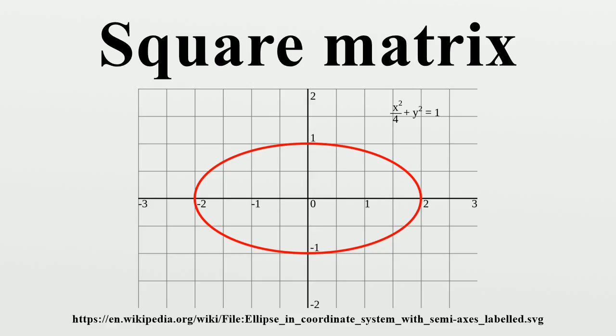Invertible matrix and its inverse. A square matrix A is called invertible or non-singular if there exists a matrix B such that AB equals BA equals I_n. If B exists, it is unique and is called the inverse matrix of A, denoted A^-1.